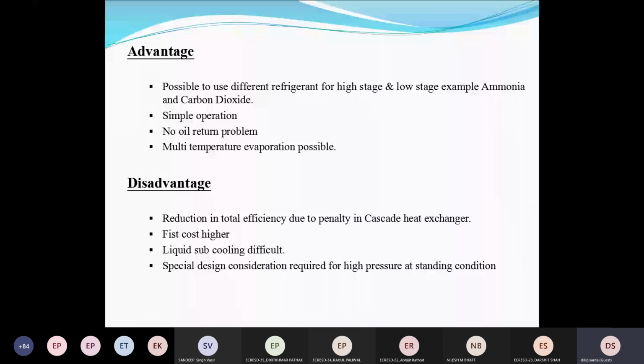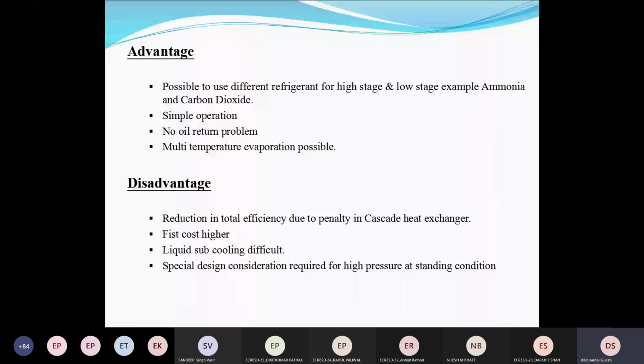Advantage: it is possible to use two different refrigerants, one for the high stage and one for the low stage. Example, ammonia and carbon dioxide. Very simple operation. Both systems work independently. Only the heat exchanger has to be designed properly, so that one side is with the ammonia and the other is CO2.